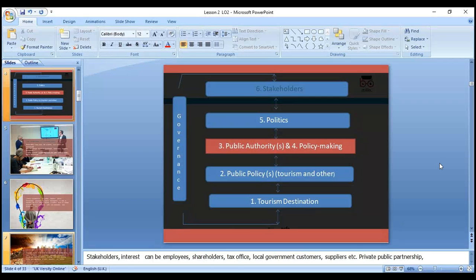Different parties' manifestos can have a huge impact on implementation. Of course, public authority policies: different authorities have different policies towards tourism policy. Public policy towards tourism and others, and tourism destinations.